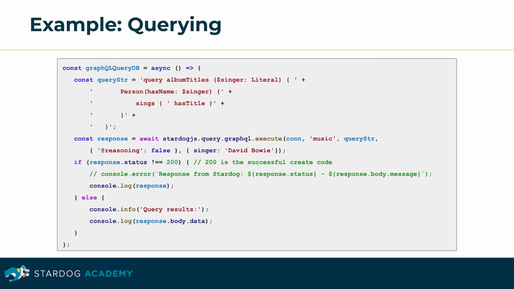If the response is not a 200, we log the error. If the response is a 200, it means the query was successfully run and we display the query results. This concludes the section on looking at examples of Stardog.js.